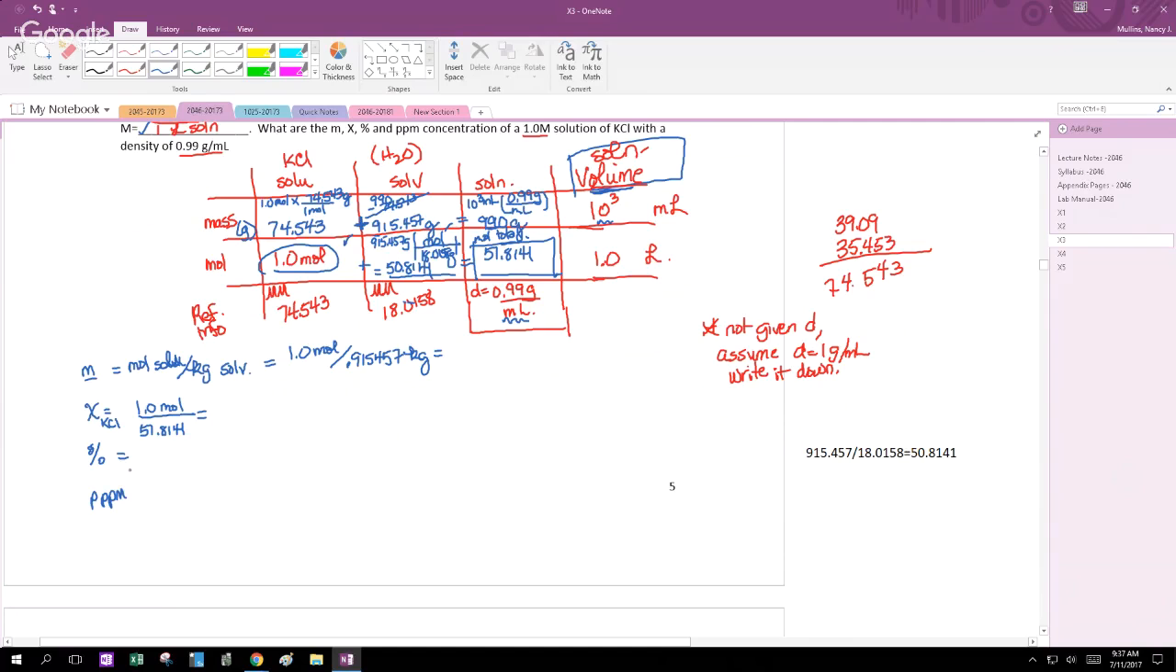Percent is based on mass. It's going to be the mass of the solute over the mass of the total solution times 100, because that's what percentage is all about. I know that my parts per million should be the same fraction, mass of solute over mass of solution. But because it's per million, we're going to multiply by 1,000,000.